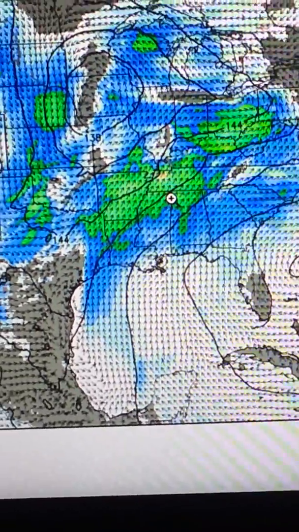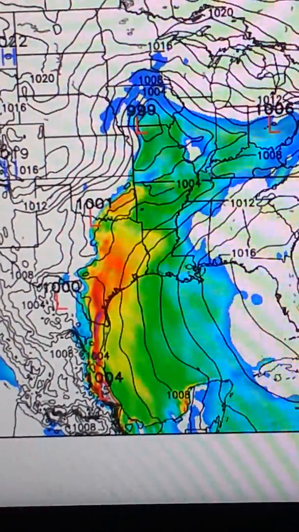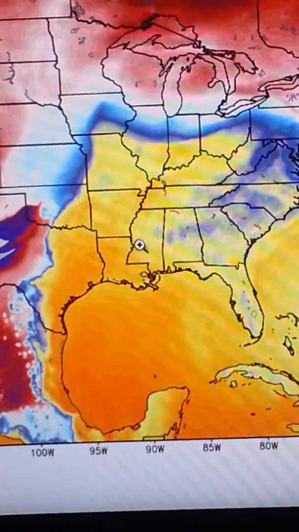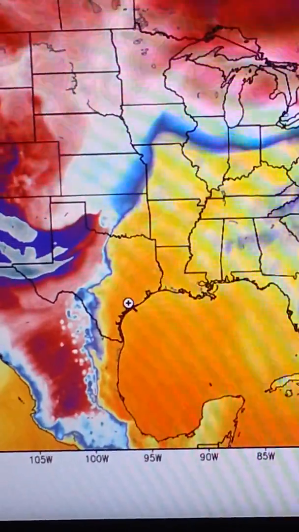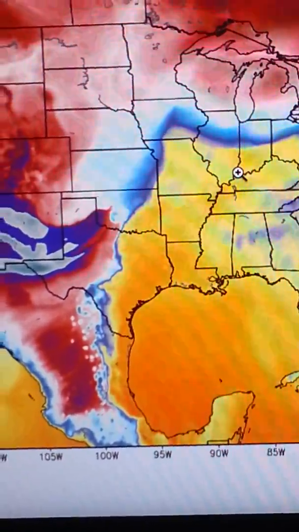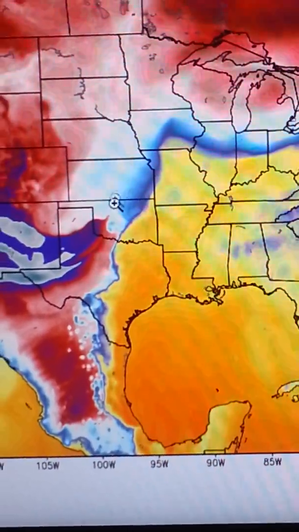Okay, so we talked about CAPE. We talked about the low-level jet. We need to talk about dew points. So the other thing you need is you need that moisture to be advecting in. That low-level jet helps with that. So you see anywhere in the yellow and brown, you have dew points of 60 to 65 or higher. So that's really good. So you have a lot of low-level moisture coming in.